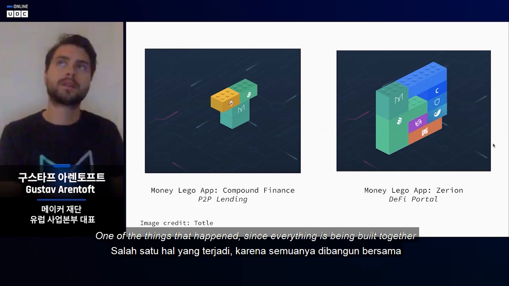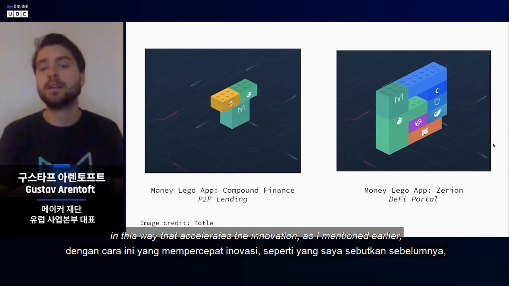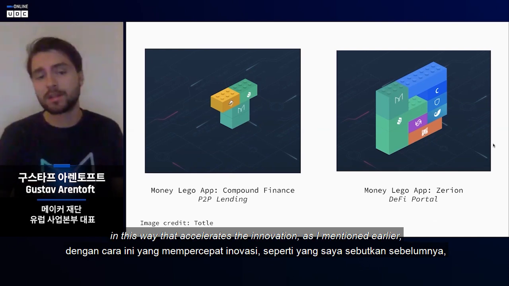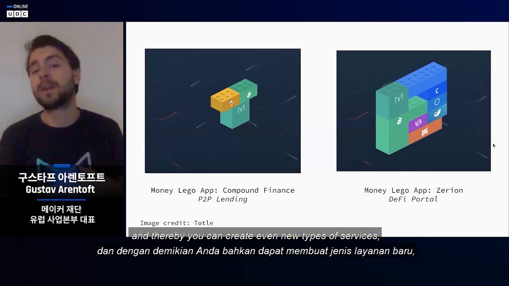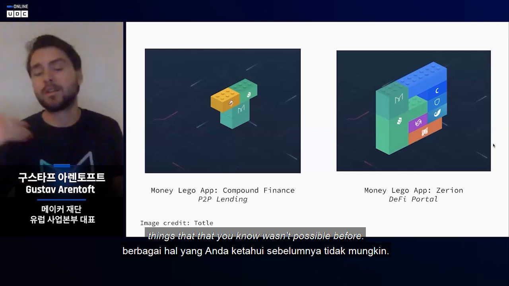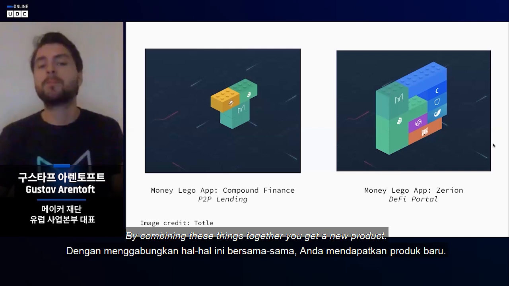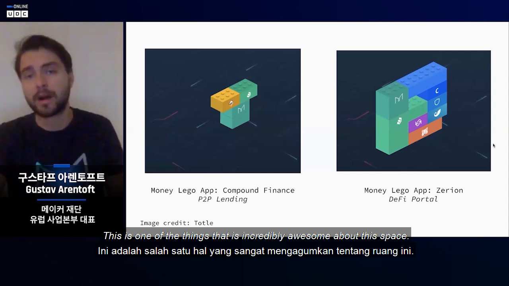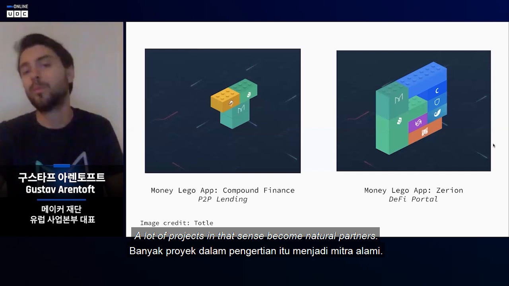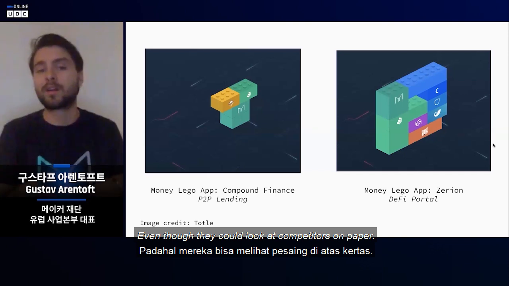So one of the things that really happened is that since everything is being built together in this way, that really accelerates the innovation, as I mentioned earlier. Whenever you build a product, you can take other products and thereby create even new types of services, things that weren't possible before. Combining these things together, you get a new product. So this is one of the things that is incredibly awesome about this space, is that a lot of projects become natural partners, even though they could look like competitors on paper.